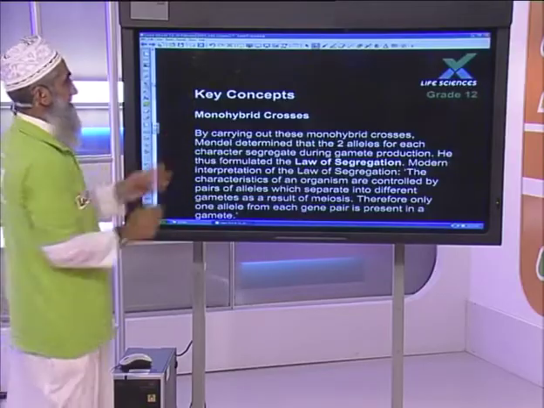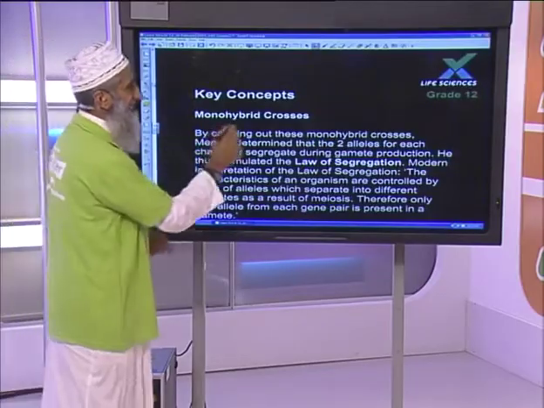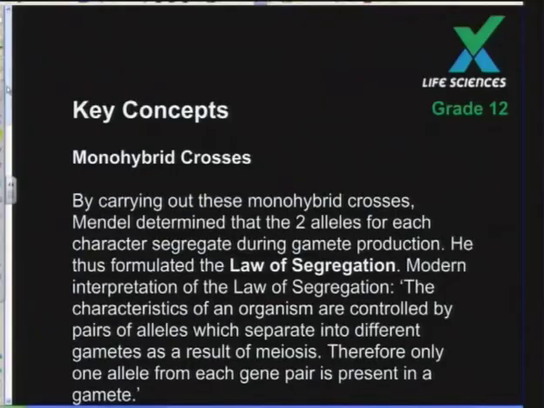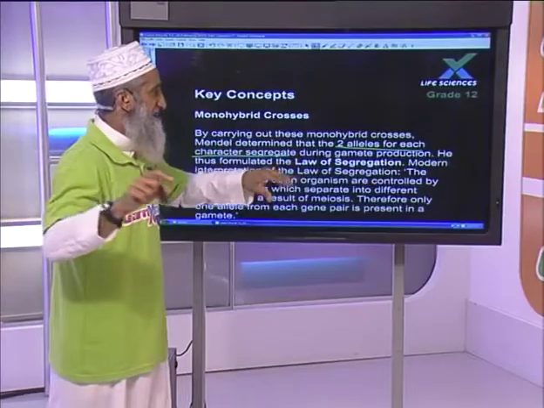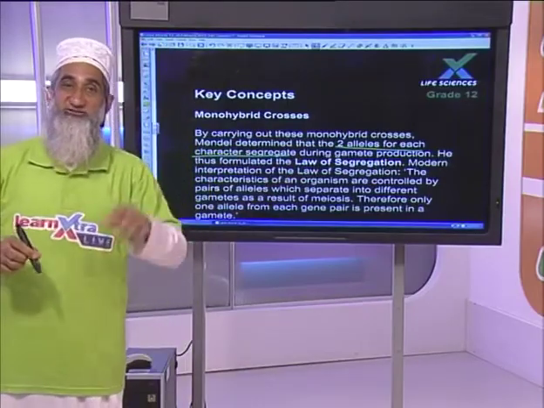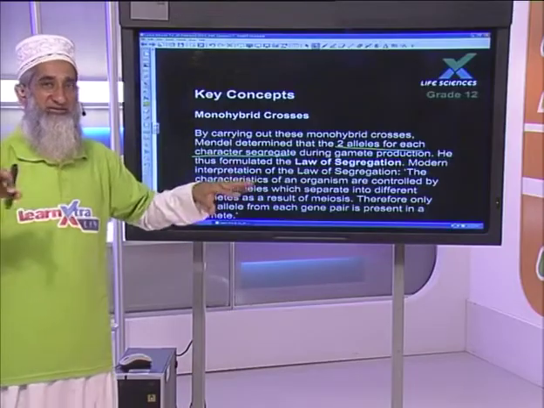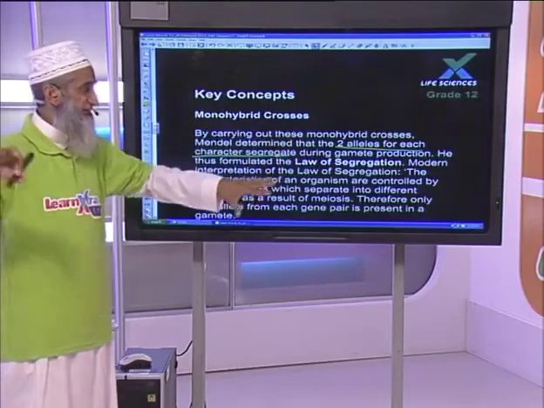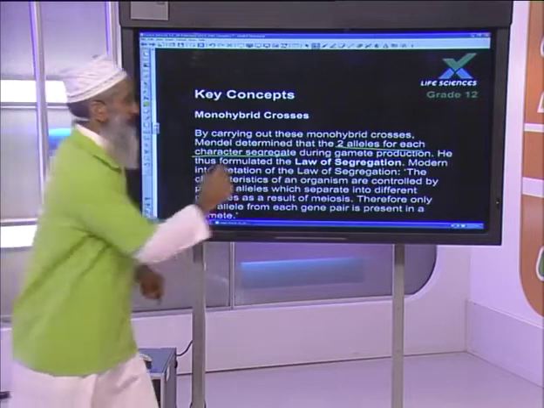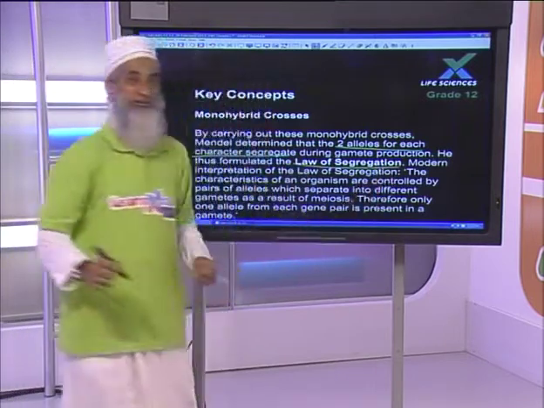All right, we move on. By carrying out these experiments, what Mendel did with the plants, he determined that two alleles for each character segregate during gamete formation. He didn't know that this was meiosis that caused this. Anaphase, when they separated, they moved apart. And this is called the law of segregation.